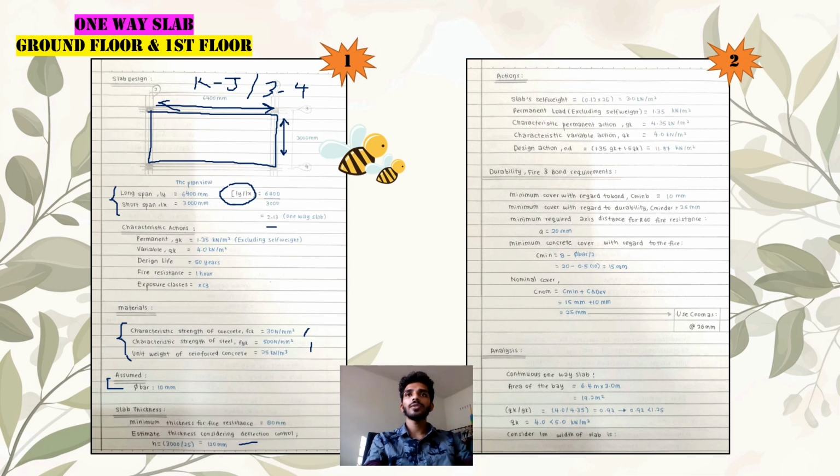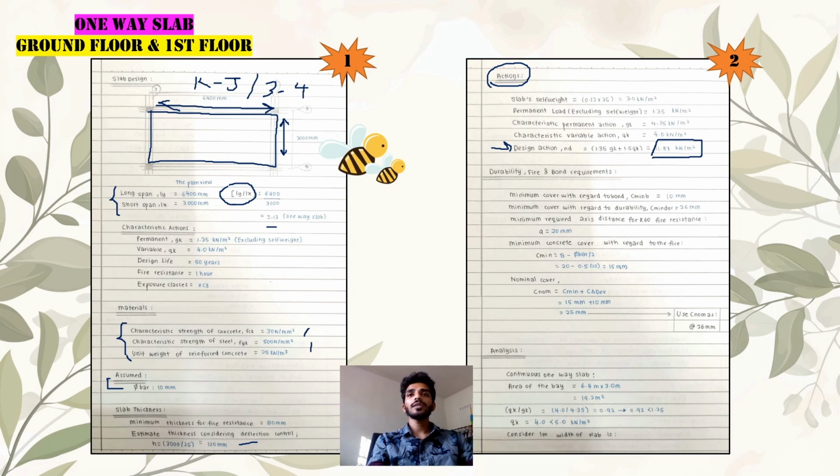Now we can look into the actions. So it is the same thing that has been conveyed, which is we also identify the design actions. For the design action, the specific formula will be 1.35 GK plus 1.5 QK. So the answer we'll be able to get is 11.87 kilonewton per meter square.